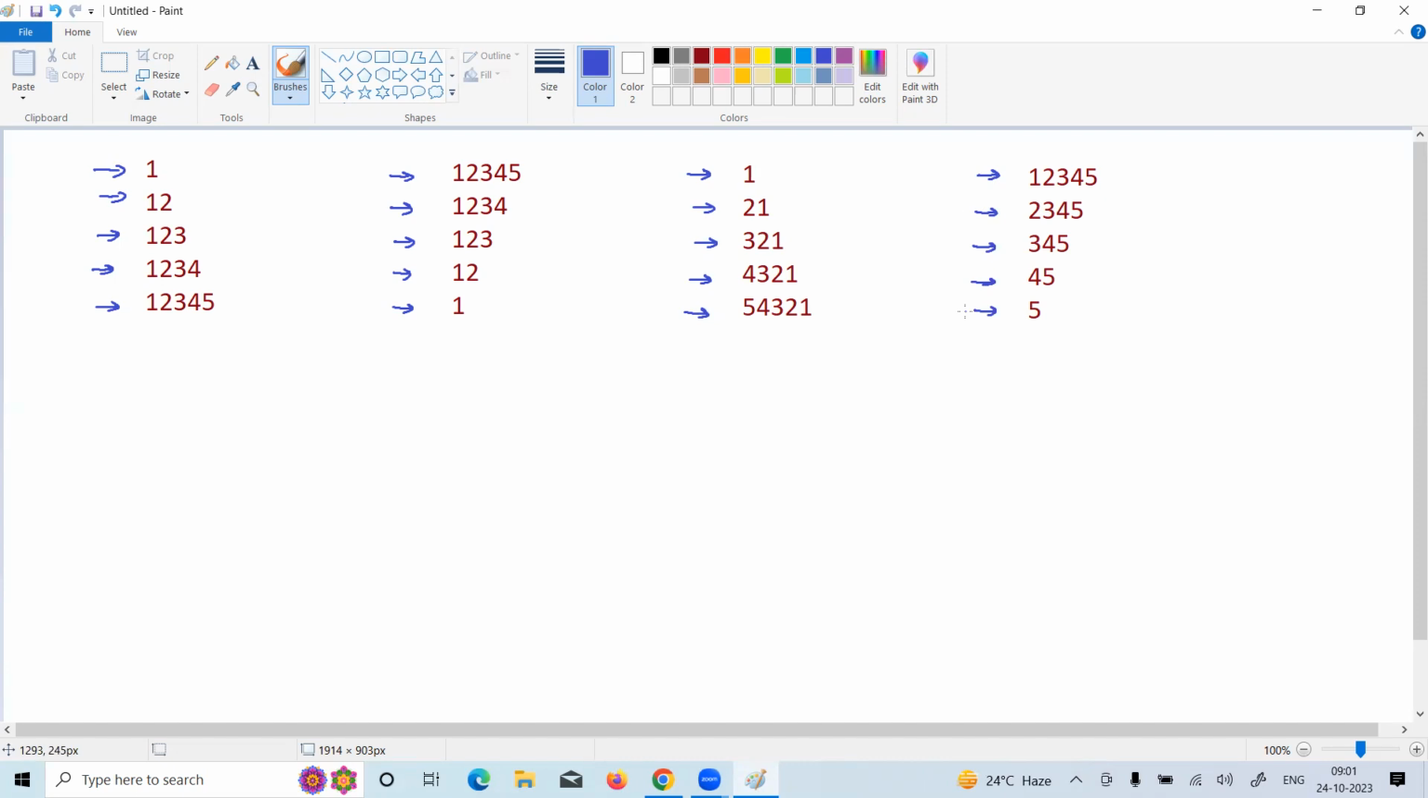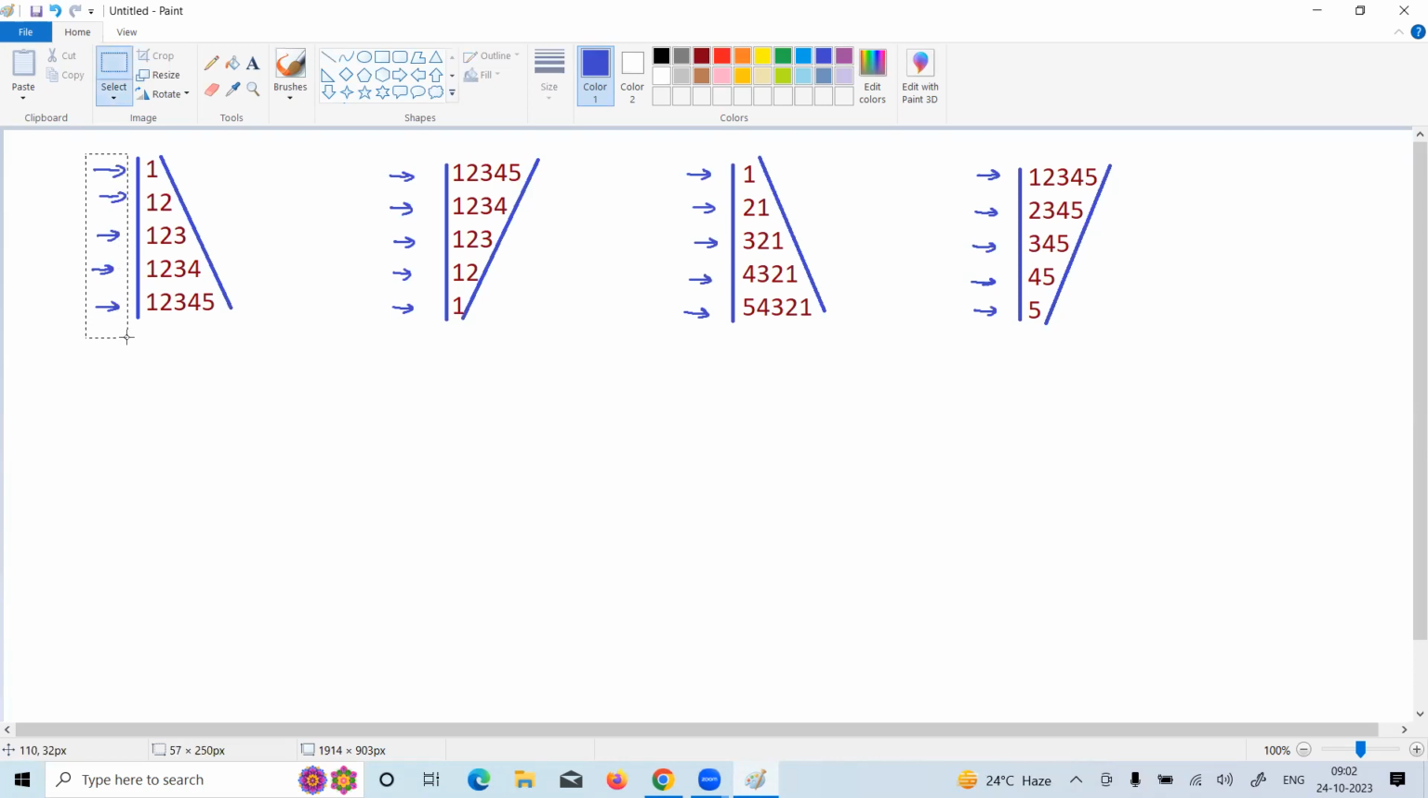Okay. Let me draw two lines here. One is a straight line, and one is a cross line, to make it more understandable. Now look at this straight line and cross line. The straight line is the starting point and the cross line is the ending point. The cross line is the ending point of each pattern, nothing but each row.